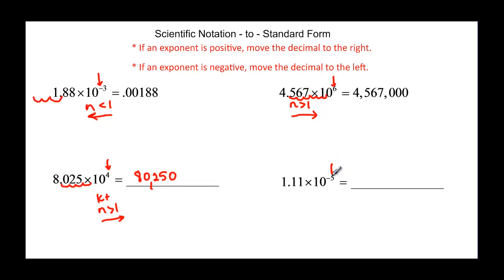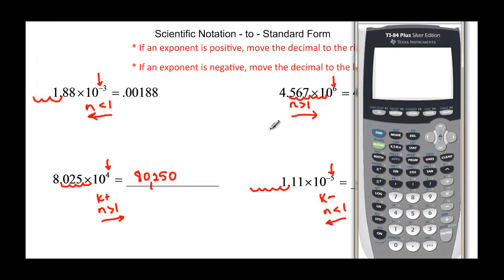1.11 times 10 to the negative 5. I look at this exponent, and that tells me that k is a negative. So I know my number is going to be less than 1, which means I have to move to the left. That'll move me here. And so I move one place in front of my decimal, but I still have 4 more to go, so I'm going to have to add 4 zeros on the front. Point, and then 1, 2, 3, 4 zeros, and then 1, 1, 1.